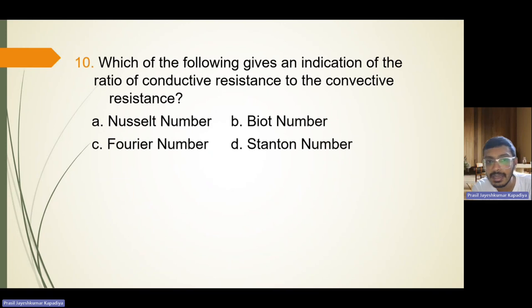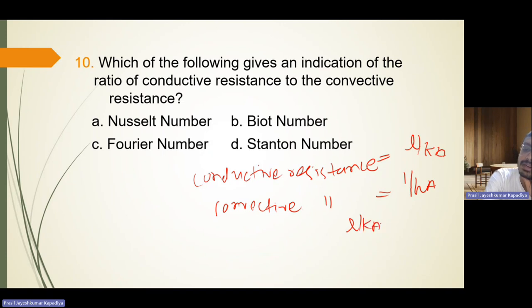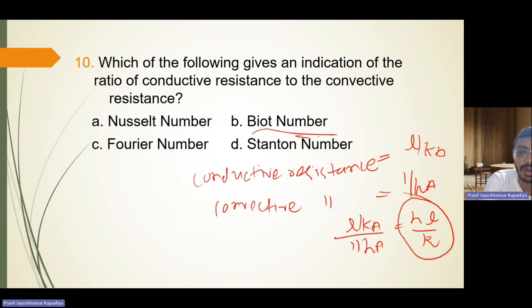Which of the following gives an indication of the ratio of conductive resistance to convective resistance? So what is my conductive resistance? Conductive resistance is given by L by KA, and in terms of convection, convective resistance is given by 1 divided by hA. So the ratio of conductive resistance to convective resistance, (L by KA) divided by (1 by hA), is equal to hL by K. So this is nothing but the Biot number. So our correct answer is the Biot number.